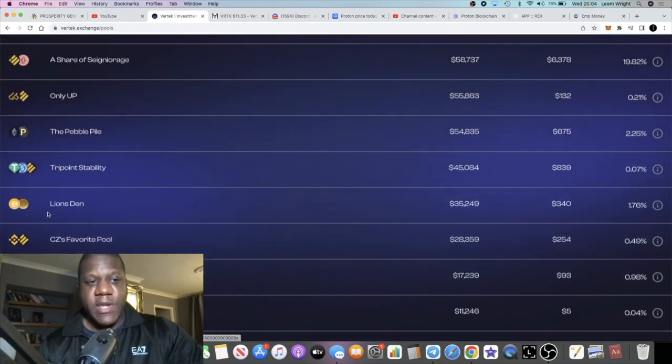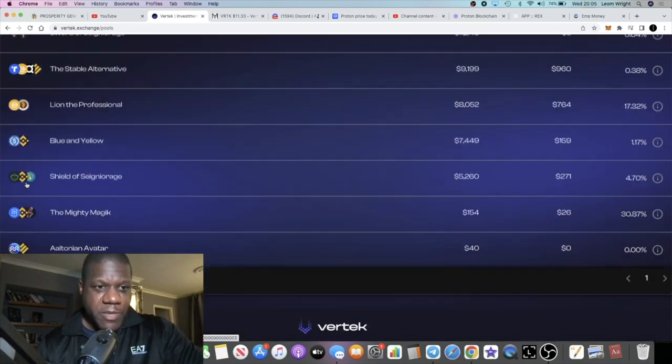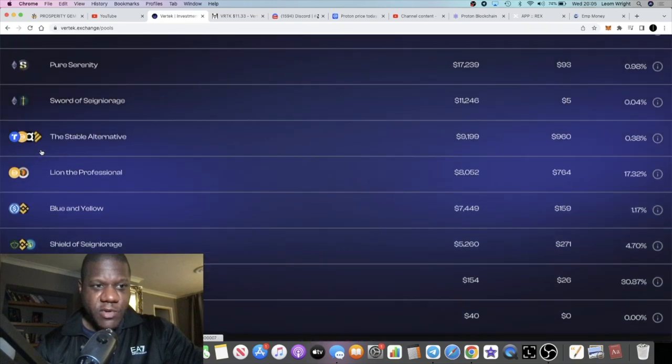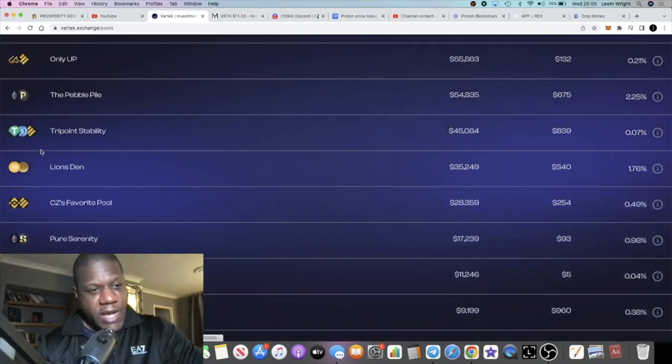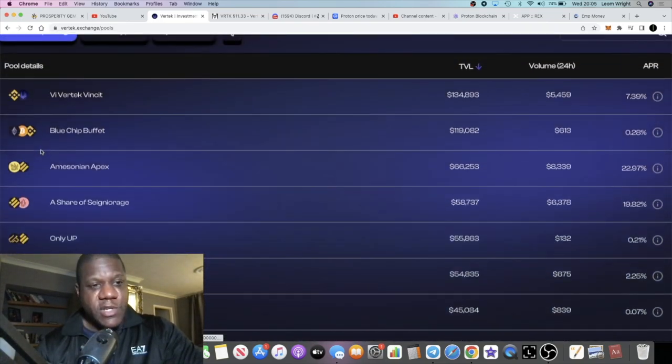My head will be in the way. You can see Only Up over here. You can see some stablecoin pools, a few other tokens. I'm not familiar with all of them, but clearly they've got some good partnerships. And if you are holding any of these tokens or looking to invest in any of these tokens, you can use them to stake in the platform as well as the Vertek token to earn a decent APR on those coins.